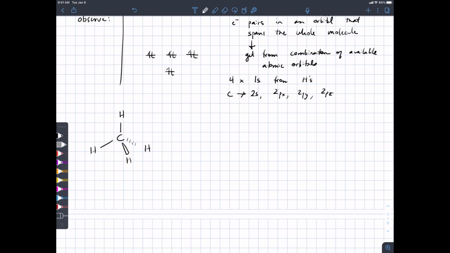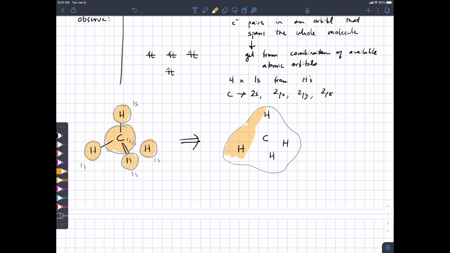We could imagine conceptually combining each of the 1s orbitals on the hydrogens with a 2s orbital on carbon. And if they overlapped with the same wave function sign, we can imagine a molecular orbital that would look something like this. You'd have a carbon in the middle, a hydrogen here, a hydrogen there, a hydrogen here, a hydrogen there, and then the overall molecular orbital would look something like this.